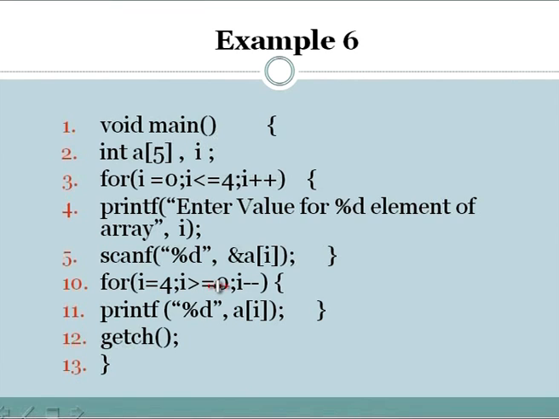Values will be entered for all the elements of the array, and then while displaying, first I equals 4, I greater than equals to 0, yes, the condition is true. First A4 will be accessed, then I minus minus, 3 greater than equals to 0, yes, the condition is true. Then A3 will be displayed, then A2, then A1, then A0, and then when the value of I becomes -1, the loop body will be terminated.